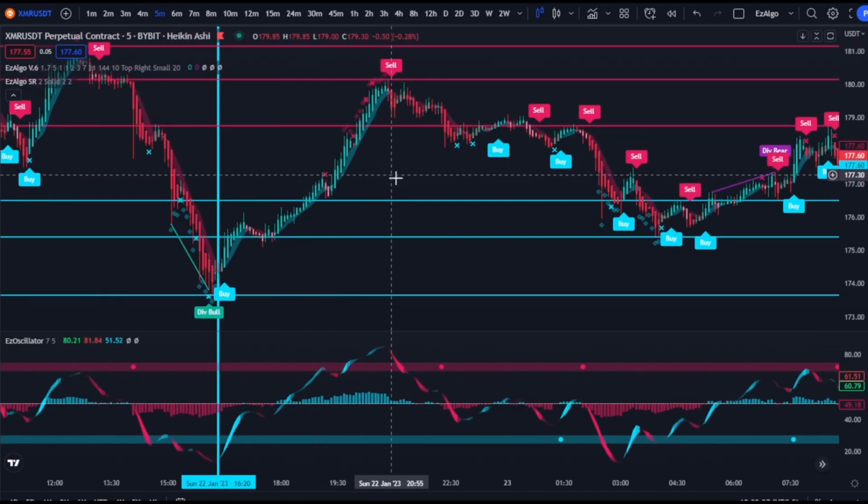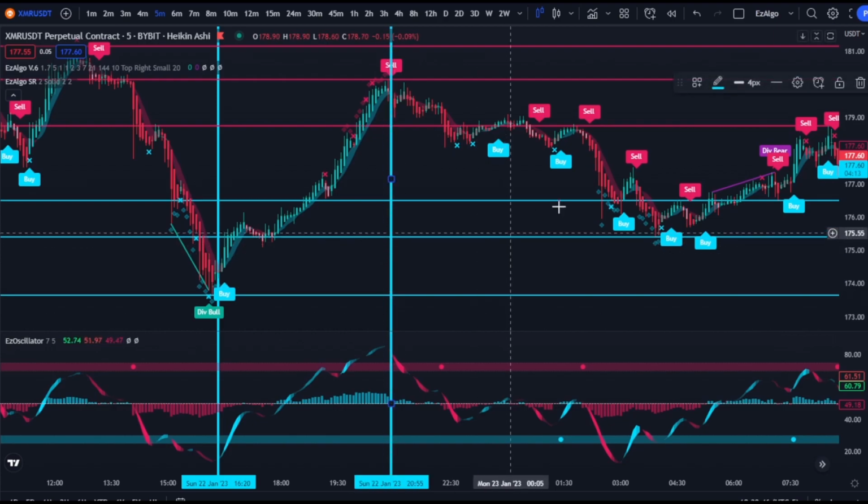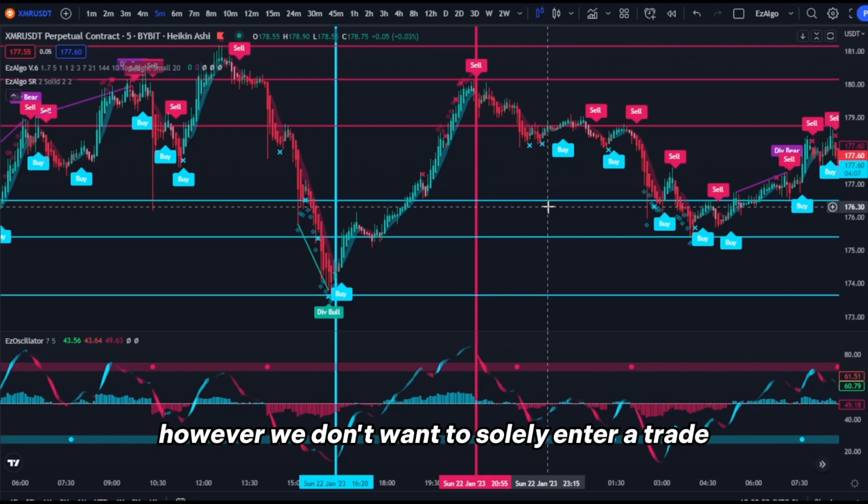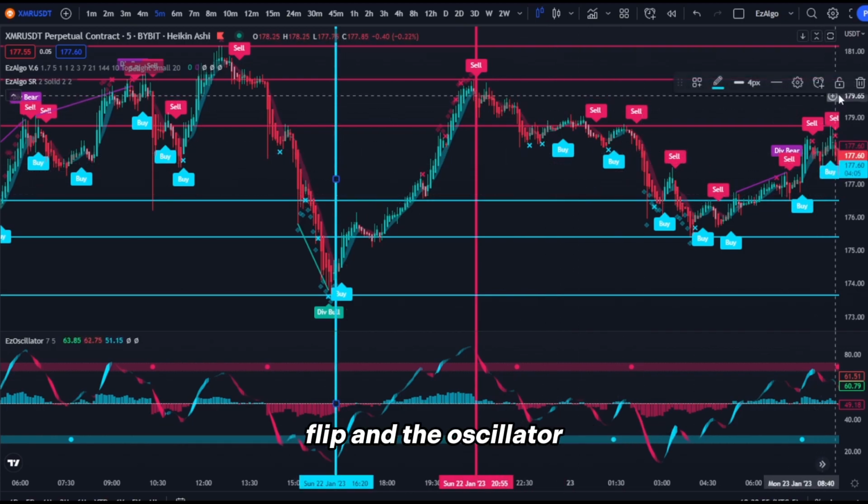Same thing for a short up here. We can see the oscillator comes above this overbought zone and the wave trend flips from blue to red right around here with that sell signal as well. So that would be where we enter a short position. However, we don't want to solely enter a trade based on the wave trend flip and the oscillator.